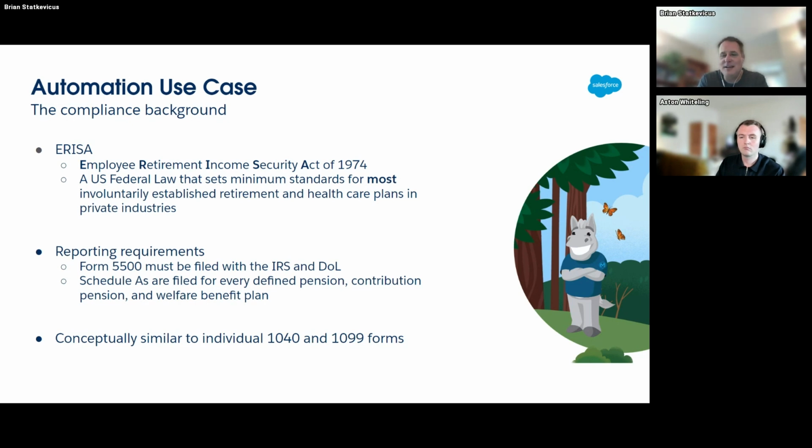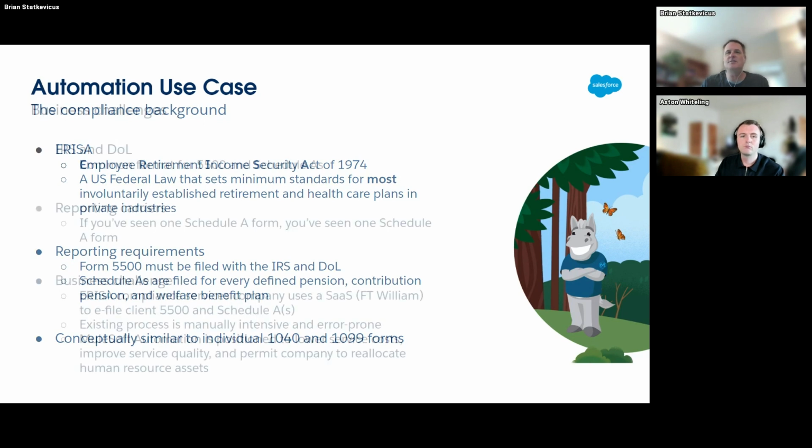For those of us who fill out our taxes in the United States, conceptually this is similar to your 1040, which is your base form, and your 1099, which is from your investment companies. As you know, each investment company has an equal and opposite version of that 1099. So that is the automation use case, the compliance background.